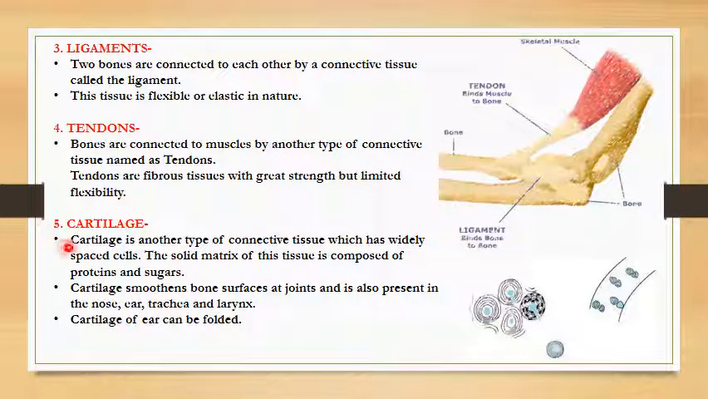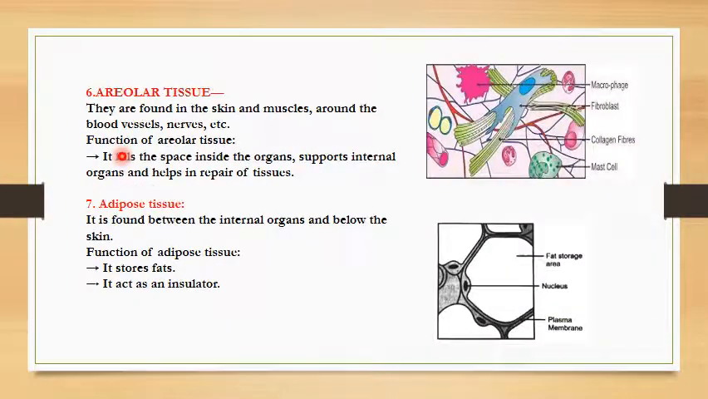5. Cartilage. Cartilage is another type of connective tissue which has widely spaced cells. The solid matrix of this tissue is composed of proteins and sugars. Cartilage smoothens bone surface at joints and is also present in the nose, ear, trachea and larynx. Cartilage of ear can be folded.